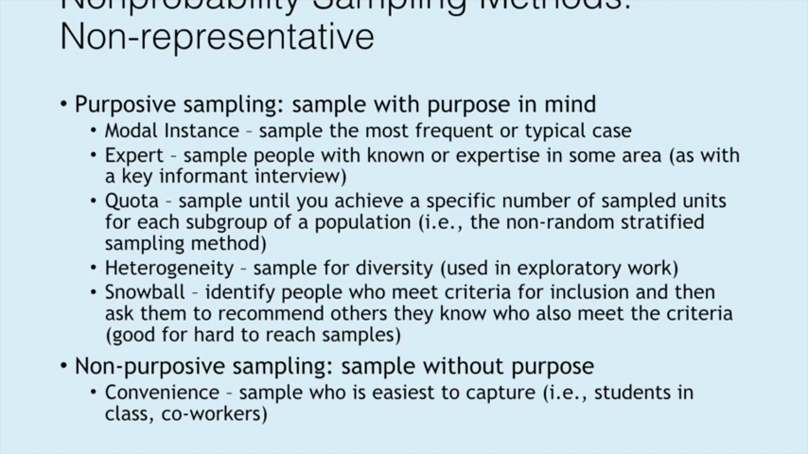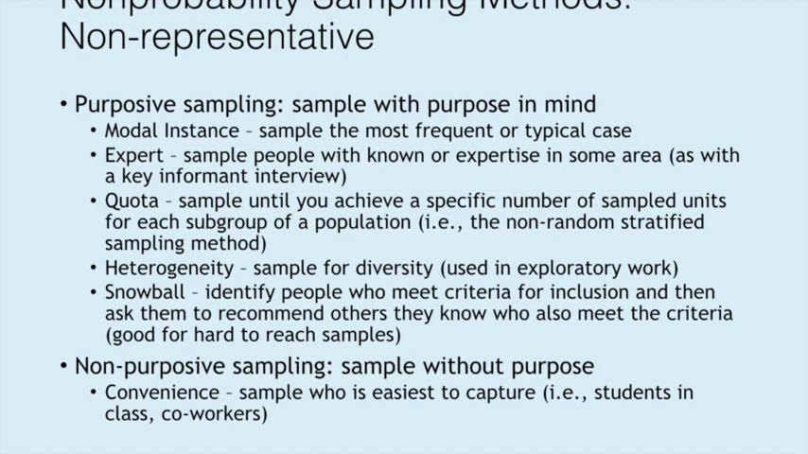And then next are some non-probability sampling methods. These are non-representative sampling. So it's sampling with a purpose. So maybe a modal instance. So we're sampling the most frequent or typical case in a population. Or experts. So maybe the people who know the most about an area. So key informants. Or a quota sample. So we sample until, maybe we're looking for 100 female opinions about some new product. So we would then only collect information from the women until we reach 100.